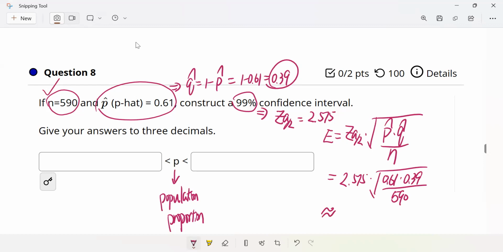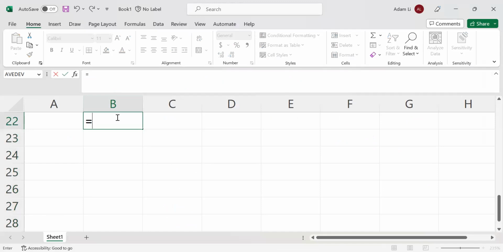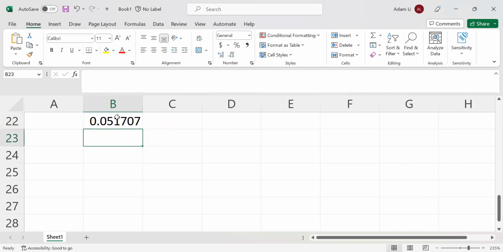So let me just quickly show you how to get it done in Excel. Put the equal sign first, 2.575 multiplied by square root of 0.61 times 0.39 divided by 590. And this is the proper input, right? Make sure you put the product and quotient inside the parentheses, under the square root, to get a proper answer. Okay, then hit enter, you get a result.